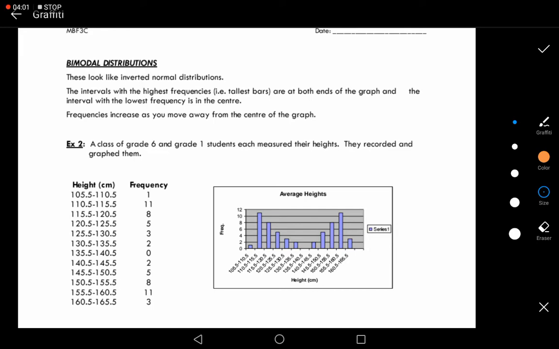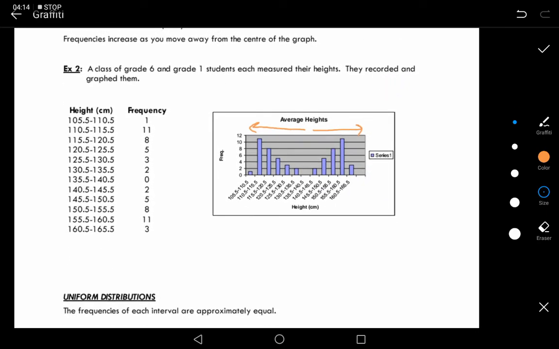For this one, we look at the middle, and we're going to get higher as we go out, whereas in that last graph, the highest peak was in the middle. For example, a class of grade 6 and grade 1 students each measured their heights. They recorded and graphed them. We can see in our little T-chart here, we have heights, the ranges for heights and the frequency that they occurred in both grade 6 and grade 1 students.